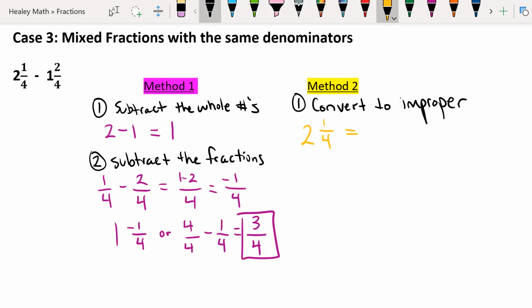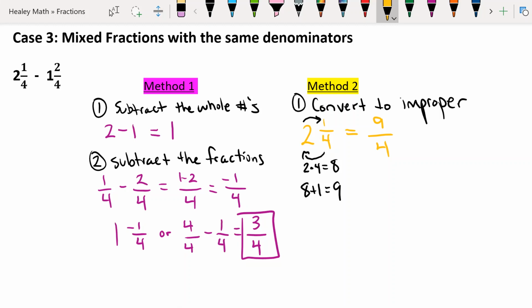When we convert, we need to multiply 2 times 4, which is 8. And we add that result to the numerator. So we do 8 plus 1, which is 9. So our new fraction is 9 over 4. We're going to do the same with the other fraction.